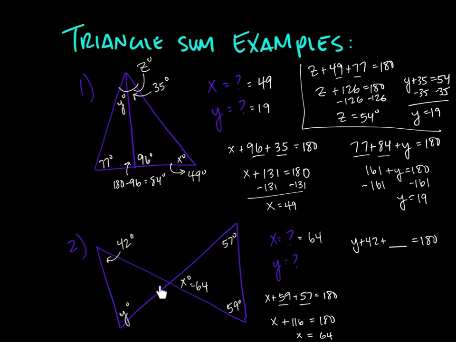But I actually can tell what goes in that box because I need to remember that vertical angles will be congruent. So if this is 64 here, I have a 64 degree angle there. So now I can put 64 in that blank. Combine my like terms: y plus 106 equals 180. Subtract the 106 from both sides, and now y equals 74.